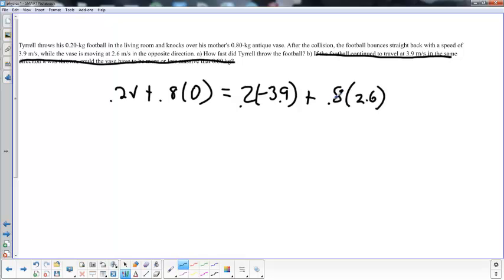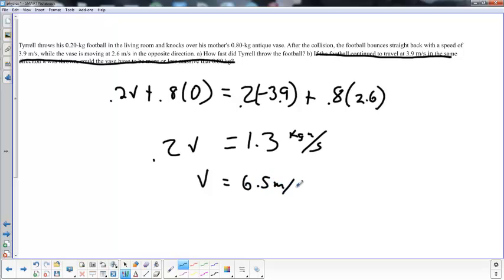We are going to end up with, let's see, 0.2 times negative 3.9 plus 0.8 times 2.6, and we will end up with 1.3 on this side. And now we've got to say, well, 0.8 times 0 is 0, so it's really 0.2 times the velocity of the football is going to give us 1.3 kilogram meters per second. So we're going to divide both sides by 0.2. We're going to end up with a velocity for the football of 6.5 meters per second.